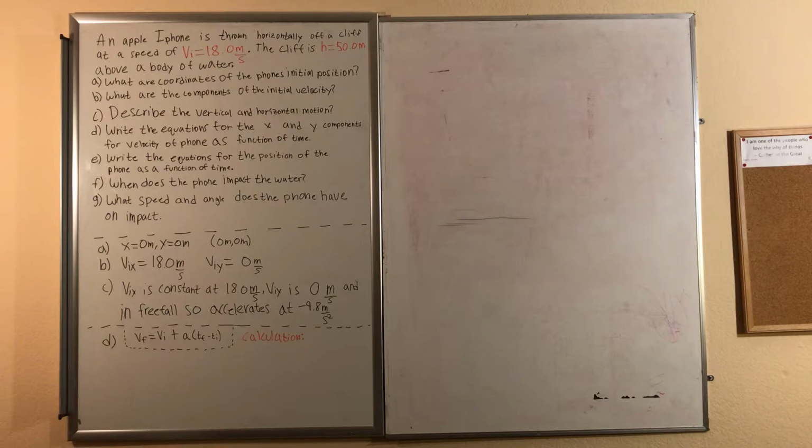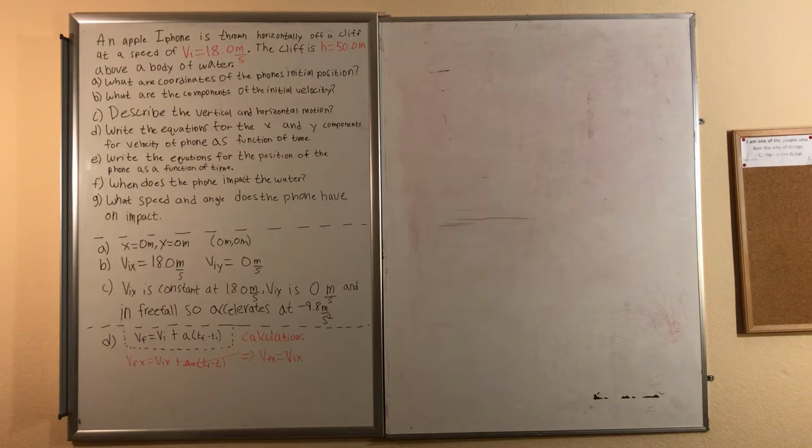Rewriting the equation for our x component, final velocity x equals initial velocity x plus acceleration of x times final time minus initial time. The x velocity is constant, so there is no acceleration, and it all goes to 0, so we can cross it out. We get final velocity x equals initial velocity x, which makes sense since it's constant.